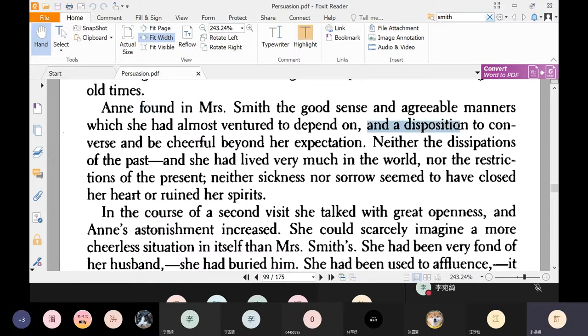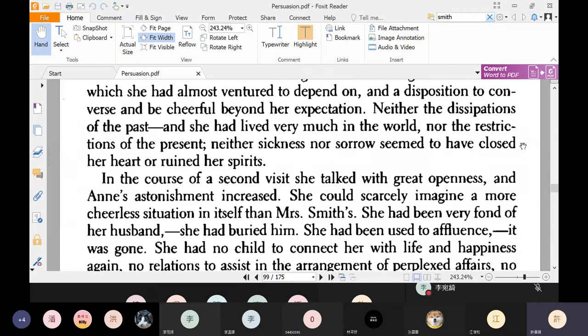And Mrs. Smith also has a disposition to converse, which means chat, and be cheerful beyond her, Anne's, expectation. So looks like she's a good person. Neither the dissipations of the past. Dissipation means Xiao san, like disappearing, things have disappeared. And usually those things are good things. So dissipation is like bad behavior, immorality of the past. Here, of the past.